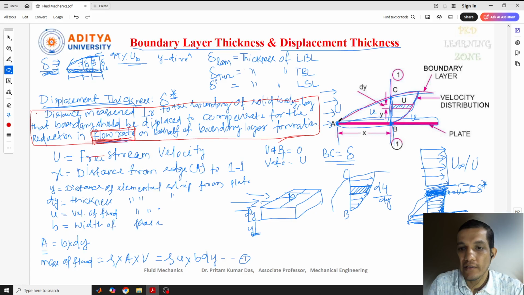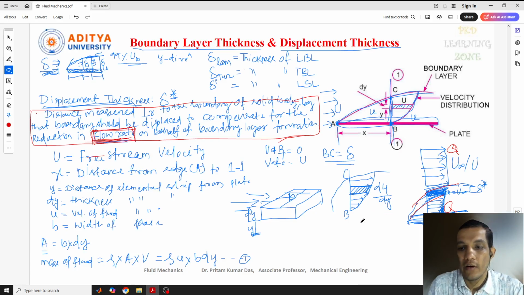What was the flow rate initially here? If I take the flow rate in this position, both will differ. So to compensate this change in flow rate on behalf of boundary layer formation, we have changed the boundary layer formation, or we have displaced the plate. How much change happened? That is called displacement thickness. So this flow rate was taken for the displacement condition.